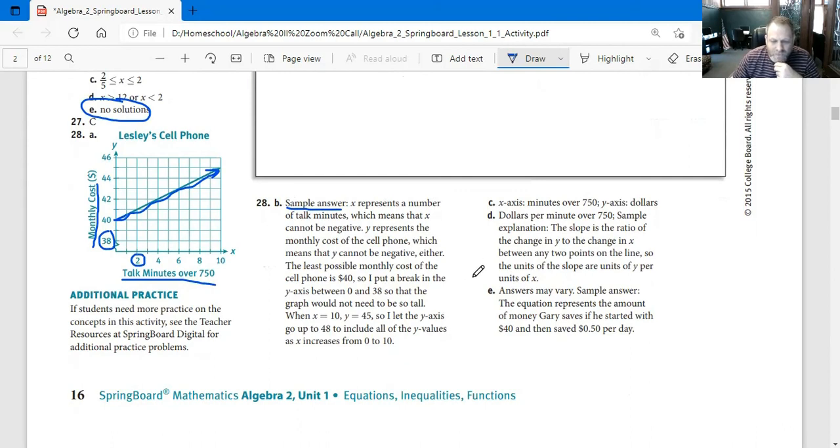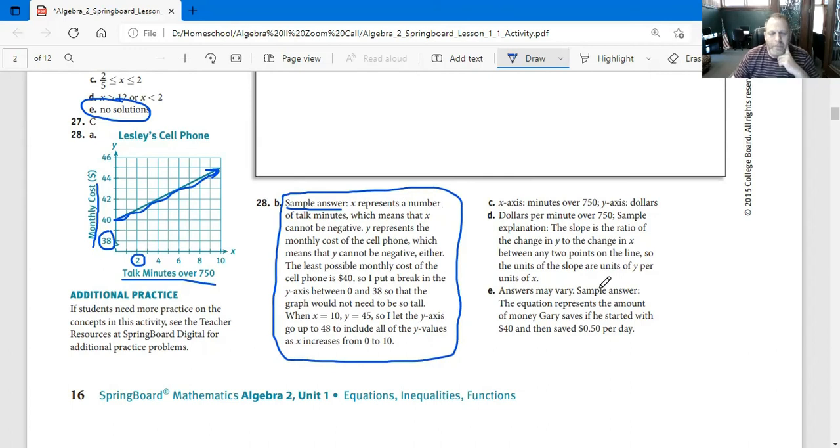So I put a break in the y-axis between 0 and 38 so that the graph would not need to be so tall. When x equals 10, y equals 45. So I let the y-axis go up to 48 to include all of the y values as x increases from 0 to 10. So guys, write this entire answer down. I want to see that on your papers. All right, pause the video if you have to.